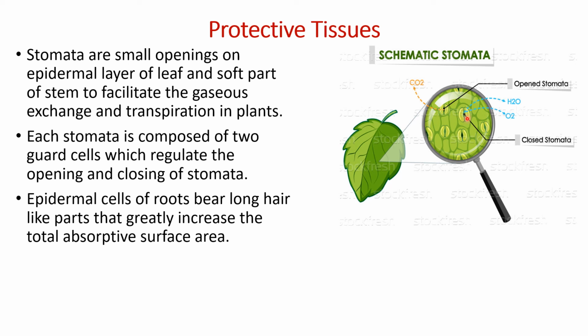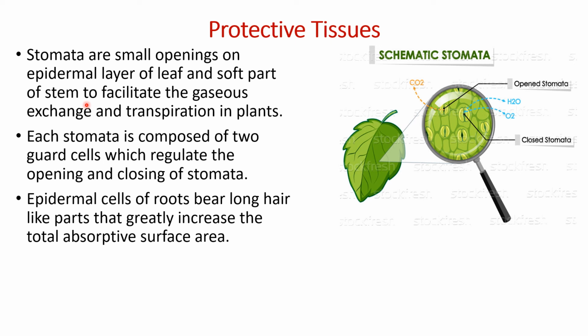plant, right? So here these epidermis cells are a little bit modified, right? Stomata are the small openings on the epidermal layer of leaf and soft parts of stems to facilitate gaseous exchange and transpiration in plants. Soft parts of stems, as you know about shrubs, students, like your mint, coriander, spinach, fenugreek, they are completely green in color. Even the stem part is green in color.